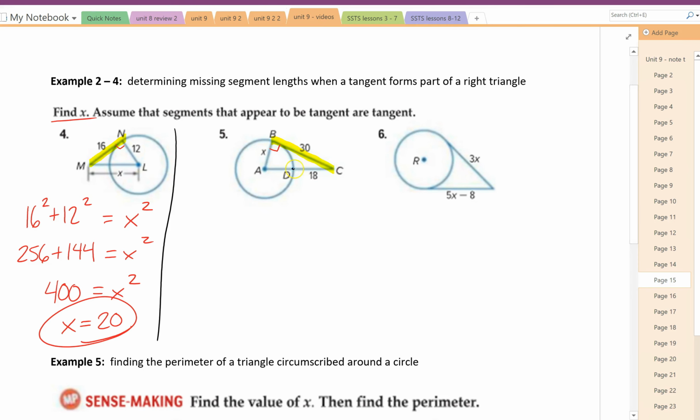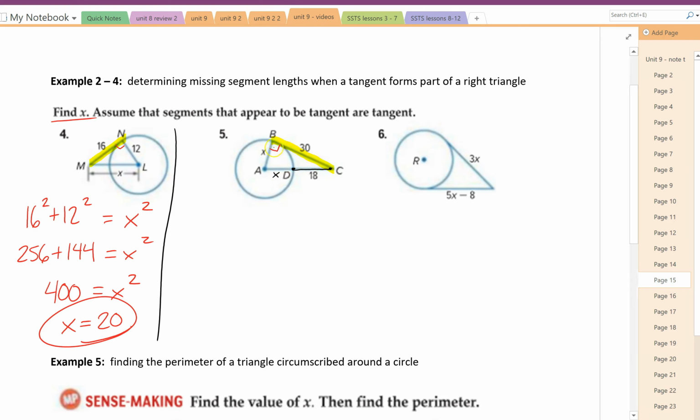I know that from D to C, that part right there, is 18, but I don't know what AD is. The only thing I know about AD is that it's a radius of circle A, and I know that the radius of circle A is x. So what do I do if I don't know 2 out of 3 sides of the right triangle? Well, here's what I do.